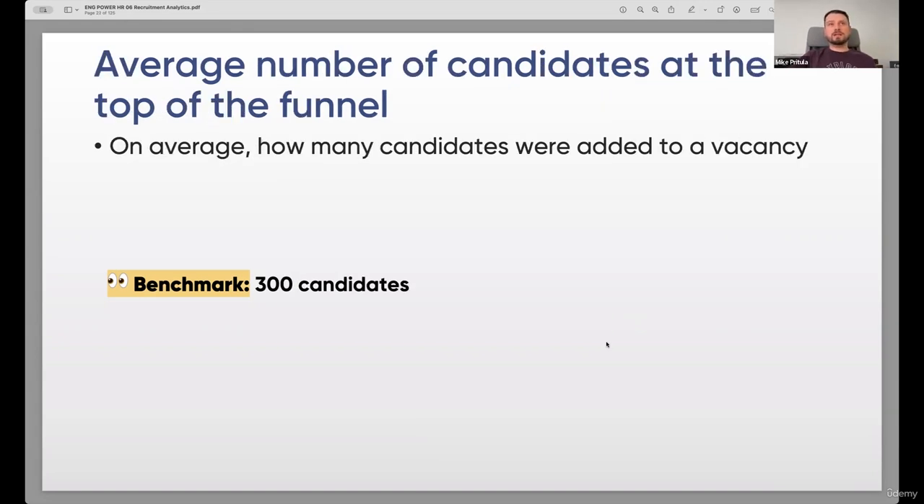Average number of candidates at the top of the funnel, which is very important because so many companies have problems with talent acquisition because of lack of candidates at the top of the funnel. So the benchmark here is 300 candidates, both passive and active candidates. So those who applied via job sites and other platforms, and those who were added by a recruiter.